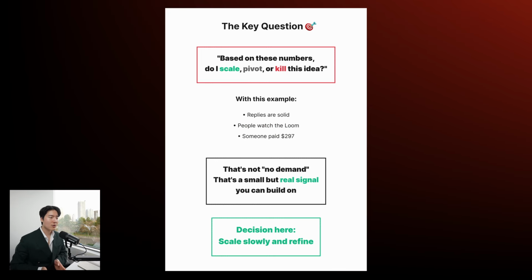Then ask the key question from the execution flywheel: based on these numbers, do I scale, pivot, or kill this idea? With this example, replies are solid. People watch the Loom. Someone paid $297. That's not no demand. That's a small but real signal you can build on. Decision here: scale slowly and refine.